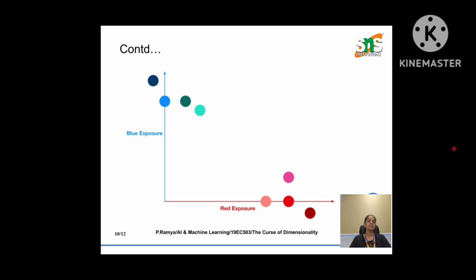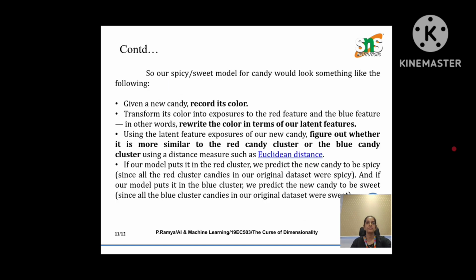We restore relationships between similar colors, like pink is equal to red, ocean is equal to turquoise or blue. So when you visualize this, it is easy. Red candies form one cluster, blue candies another. The model can easily learn that if the color is red, then it is predicted as spicy, and if it is blue, then it is predicted as sweet.